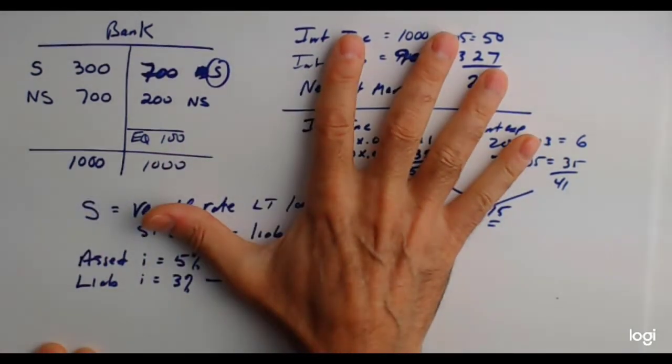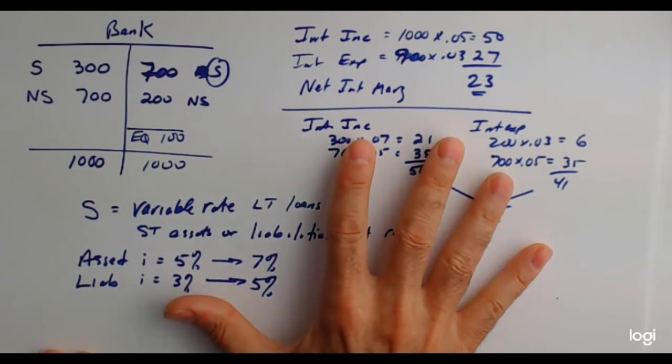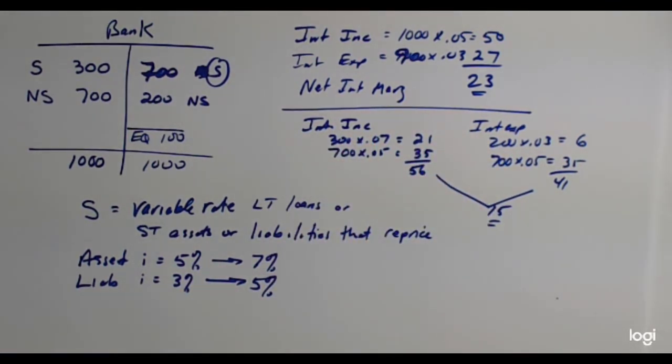So this is one way of calculating interest rate risk using spread, and the other way would be to use duration to look at changes in market value. The two methods complement each other nicely.